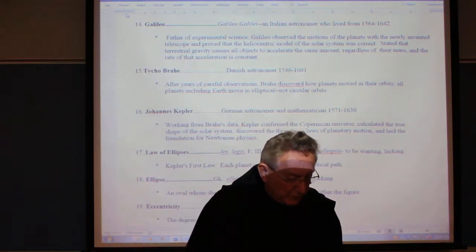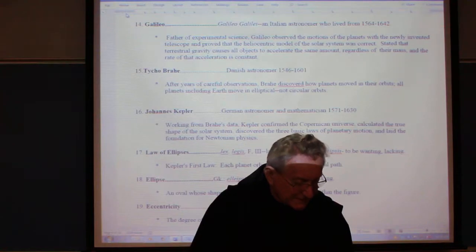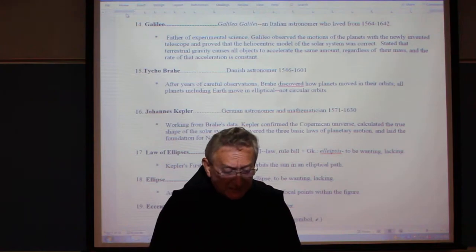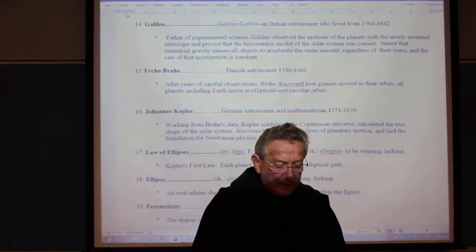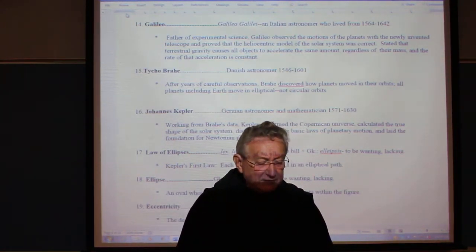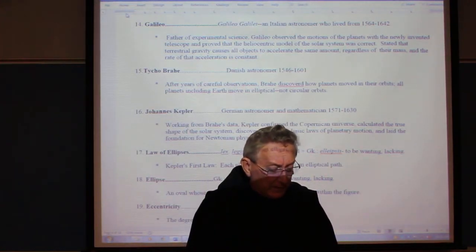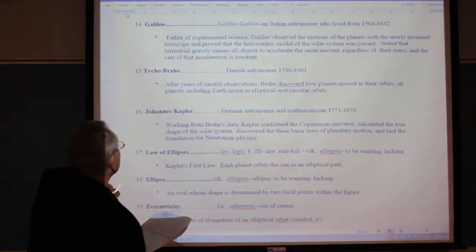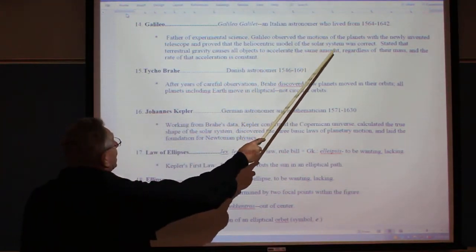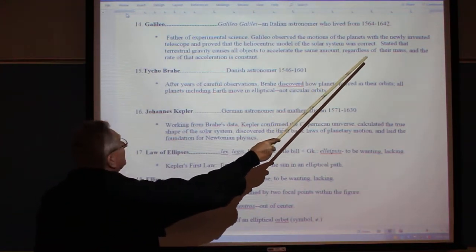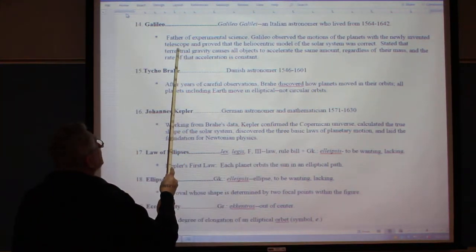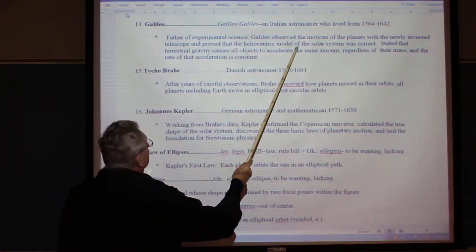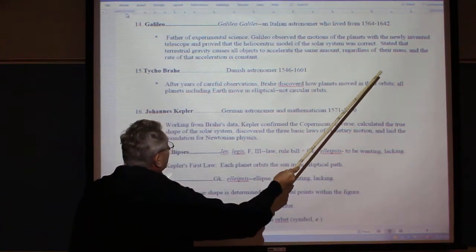And you should have your book. I want you to have your book open to 692 to follow these, because these are very difficult concepts. And you should read the chapter and then study your words. Yesterday we left off with Galileo, and I said that he was the father of the experimental science. And he observed the motions of the planet with the newly invented telescope, which we studied in the last chapter, and proved that the heliocentric model of the solar system was correct.